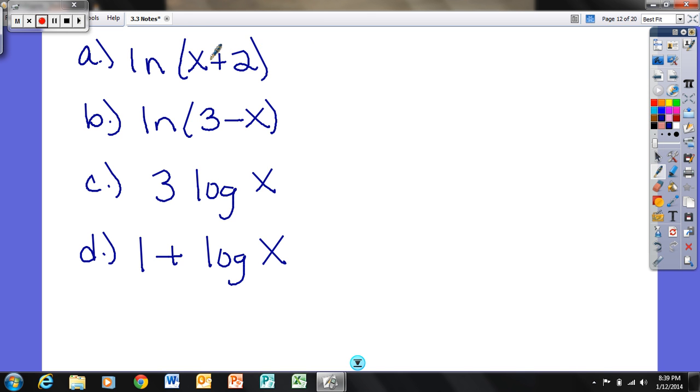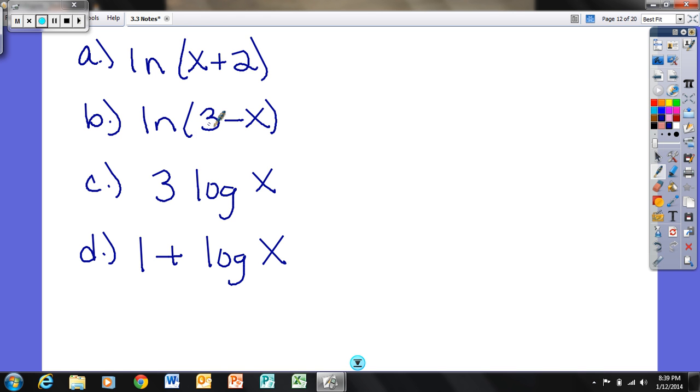In letter A, you're changing the x value, so that means it's going to be a horizontal change. And horizontal is always backwards, so because we're changing the x value, we're going to shift to the left 2 units.